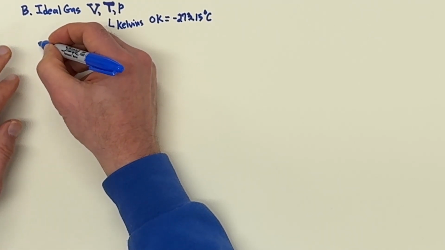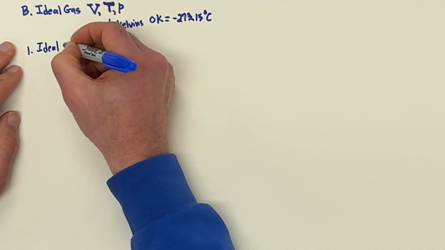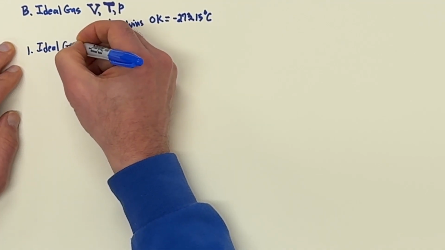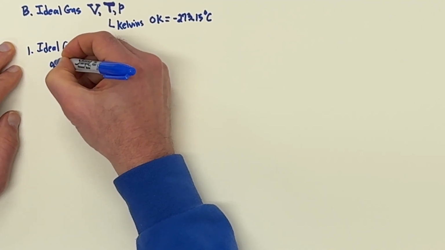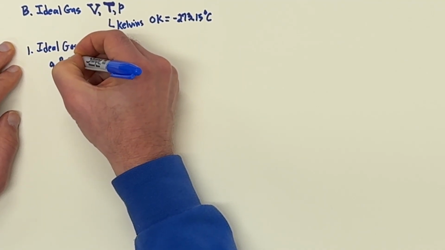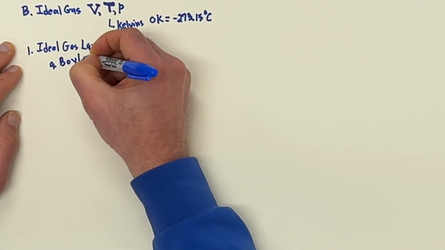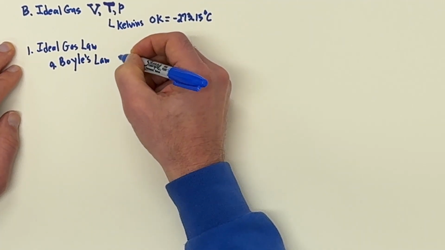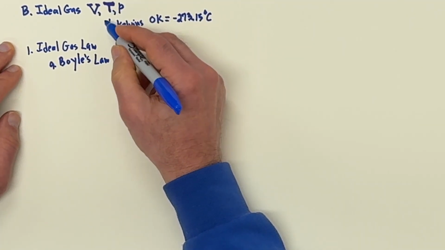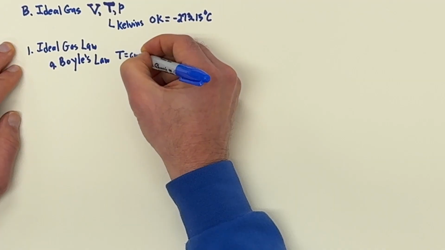Now let's look at the ideal gas law. We can start with Boyle's law. Historically, this goes back centuries. Boyle's law, and we hold one of these constant for these laws. So T, temperature, is considered to be constant.